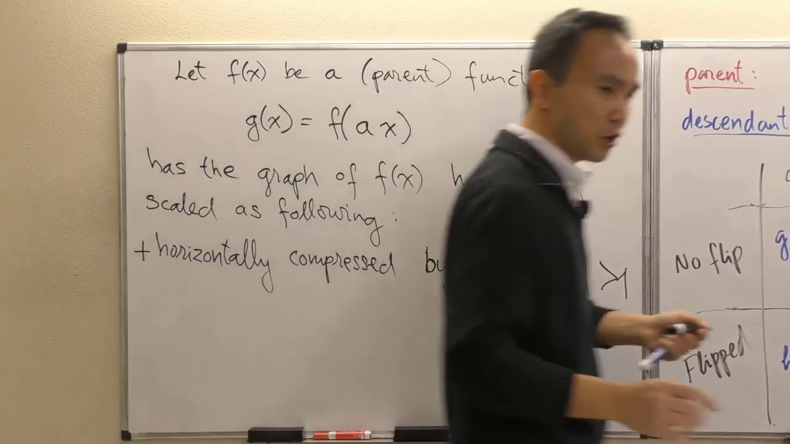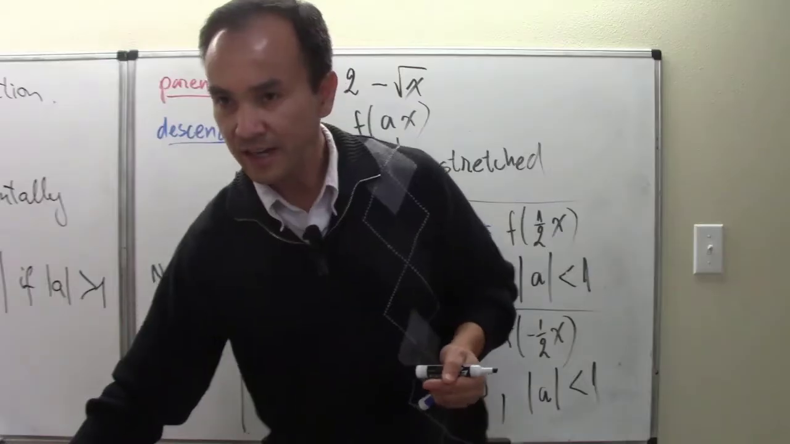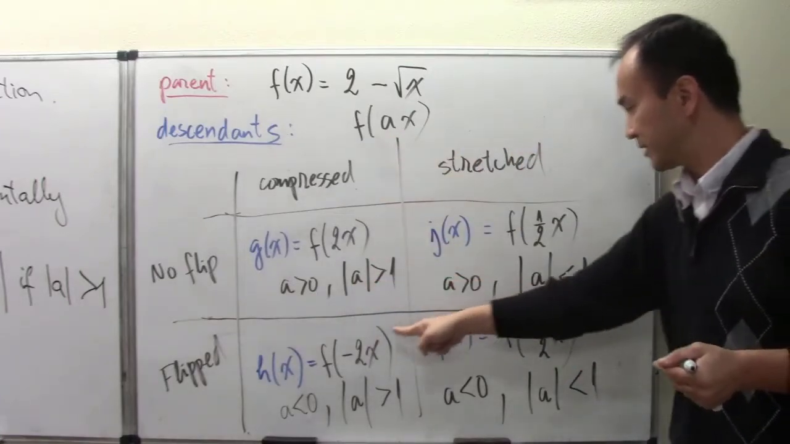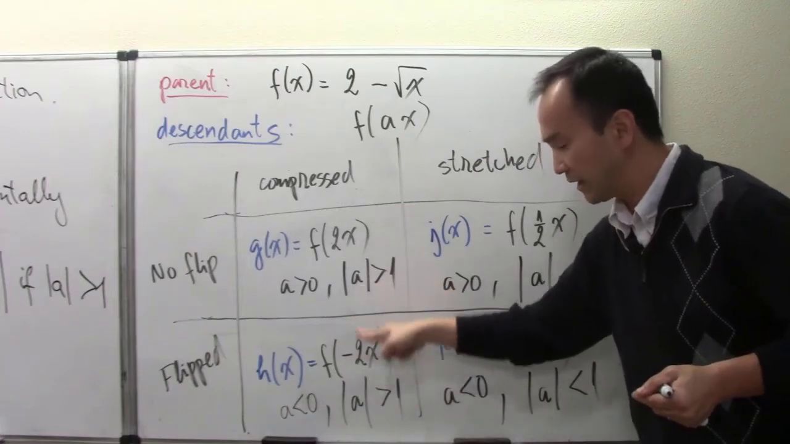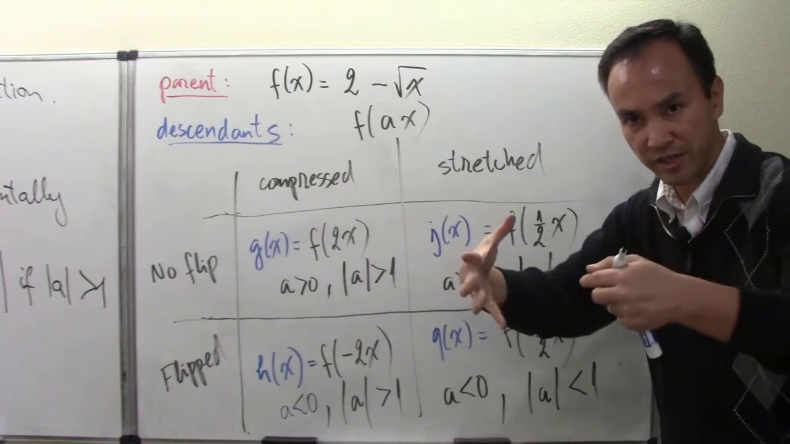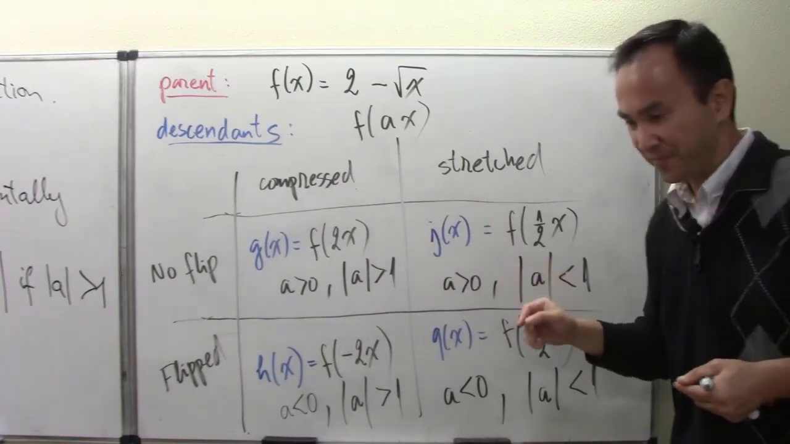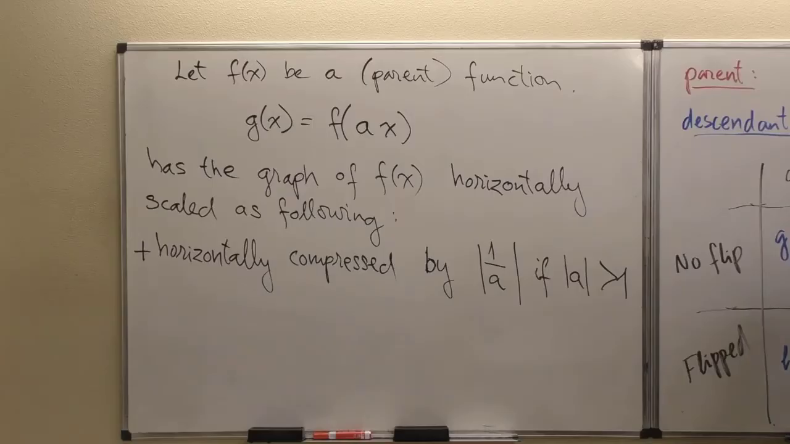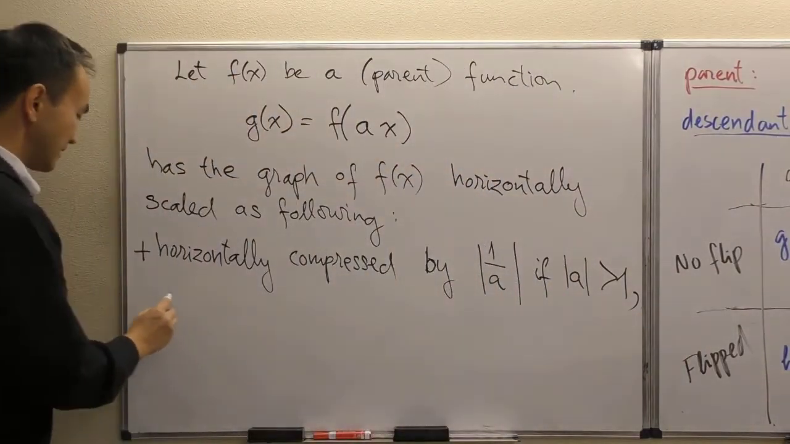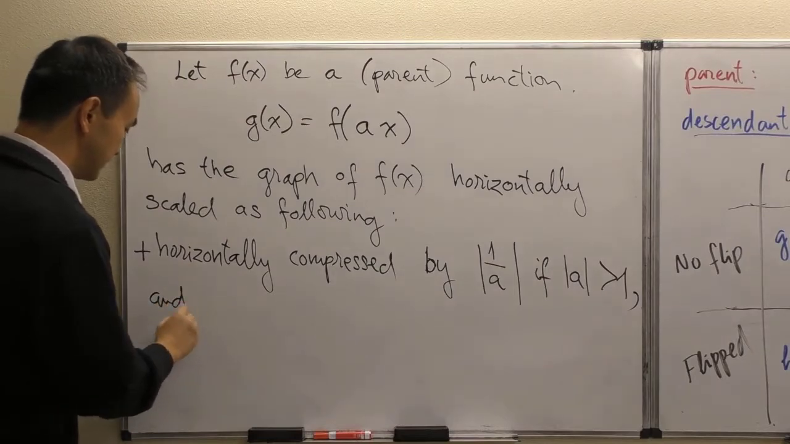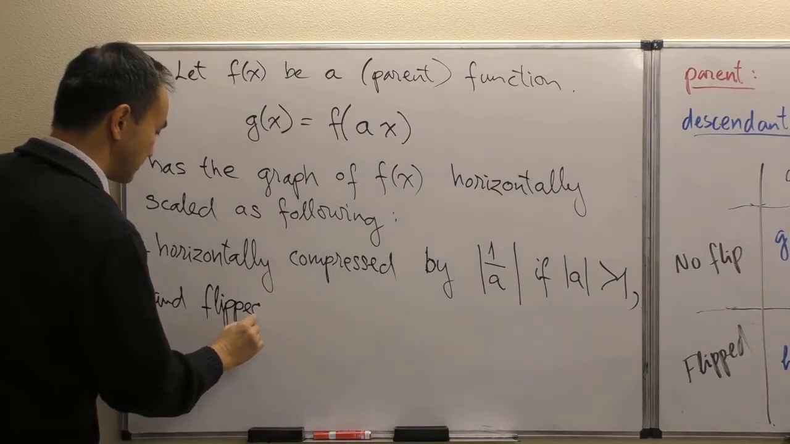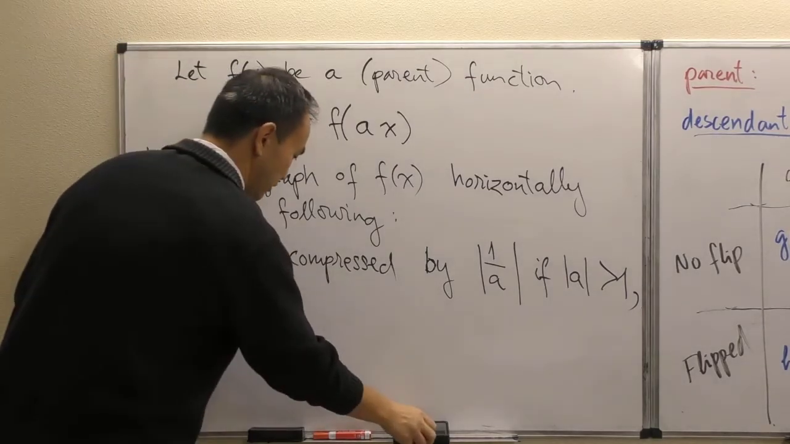And that is just what I wrote on this chart right here. Anytime the absolute value of a is greater than 1, the parent function gets compressed horizontally. And that's the case right there. And further, and flipped, or horizontally flipped.